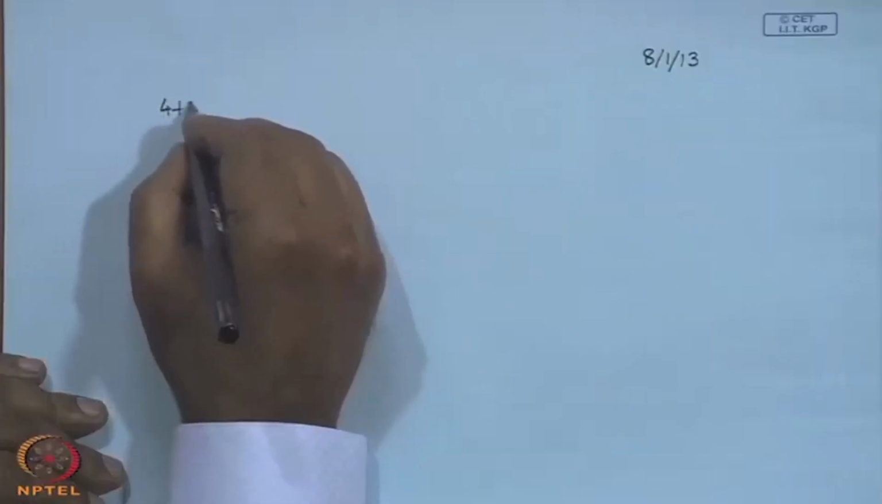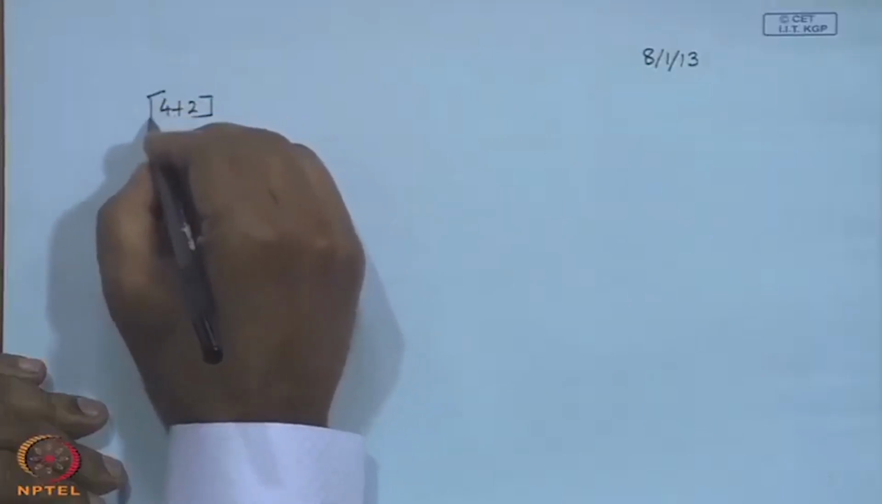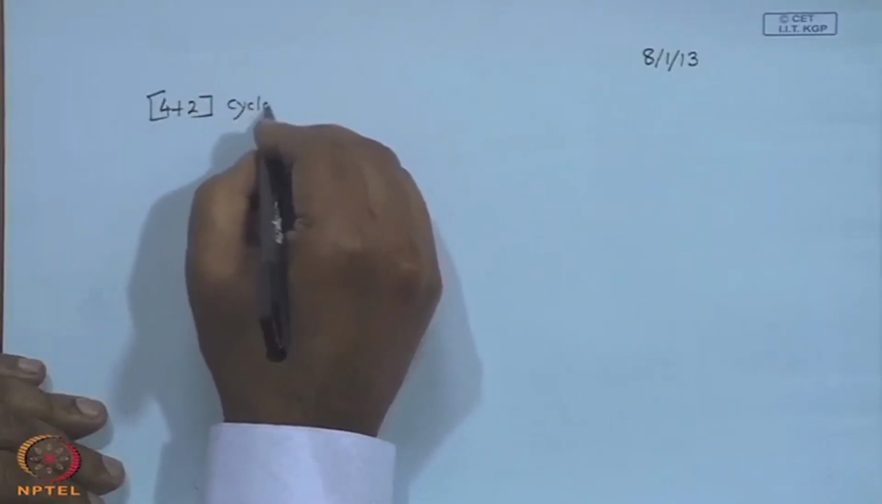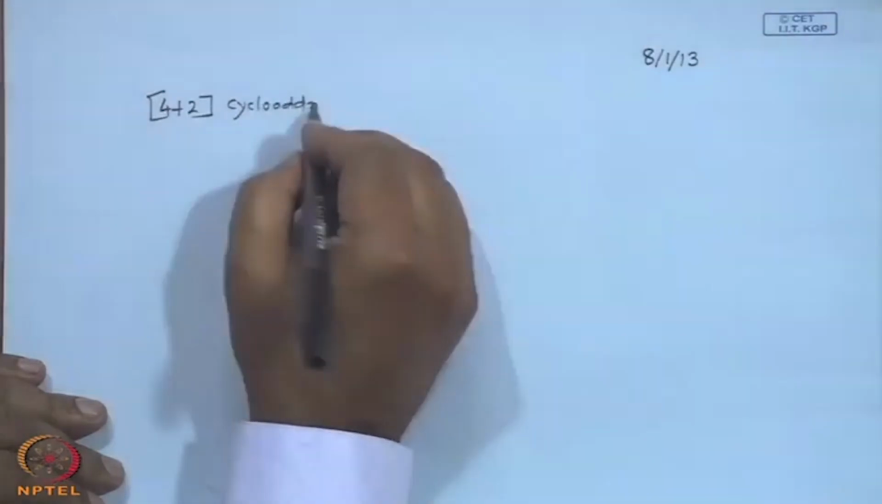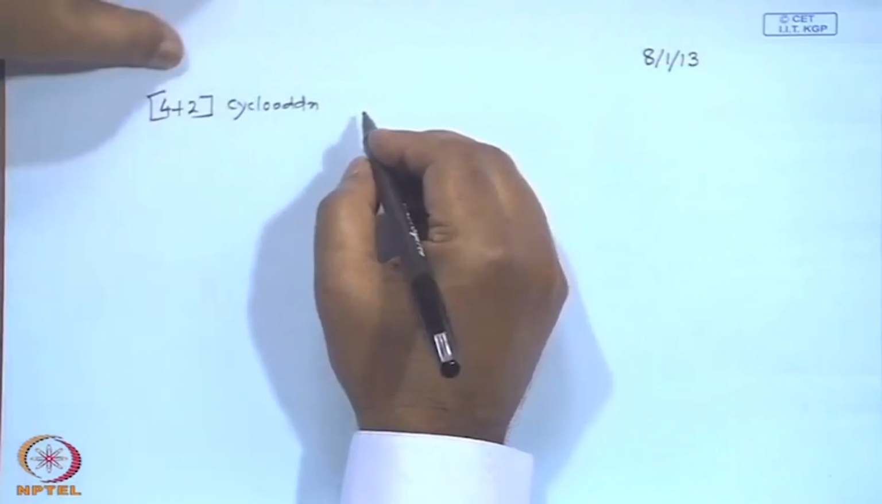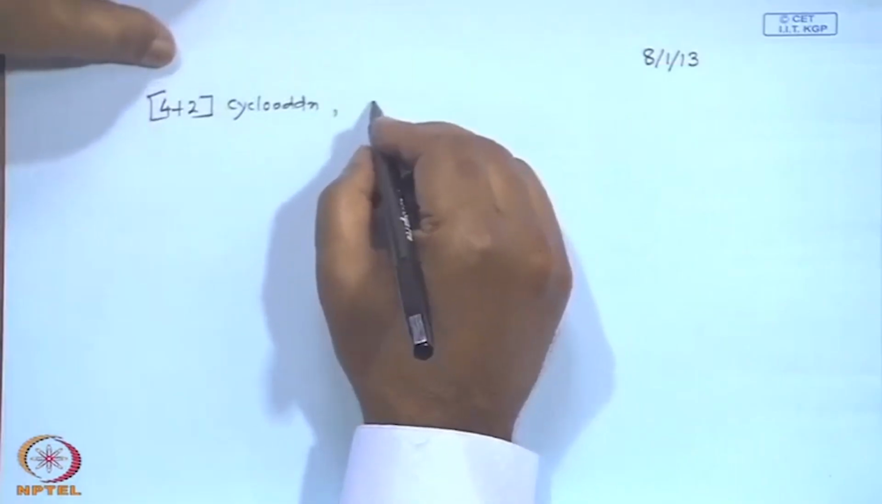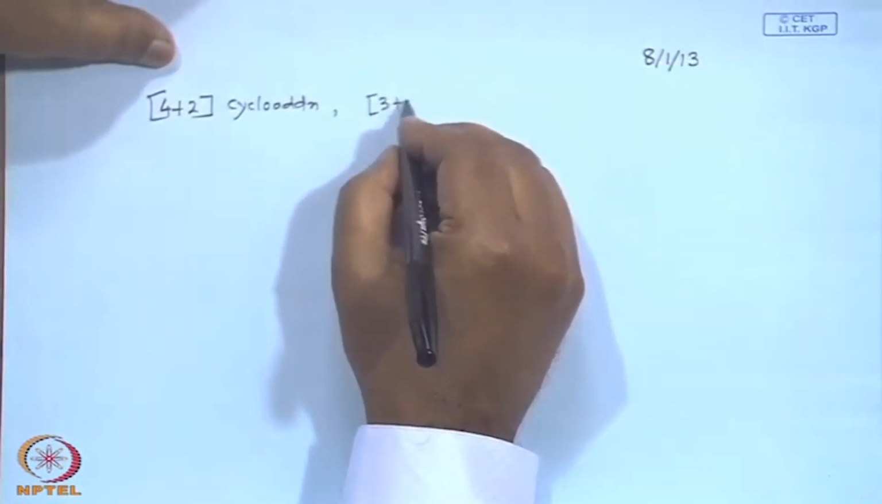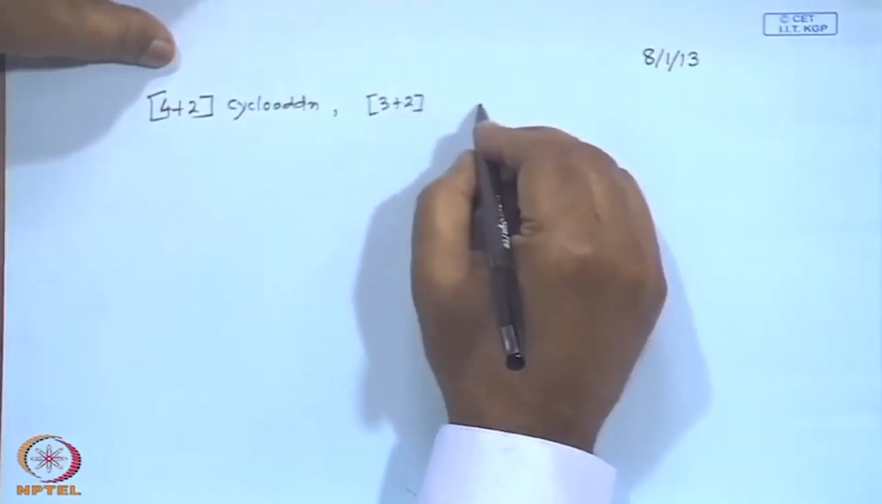In synthetic chemistry there is one notation, and in mechanistic chemistry there are different notations. The popular ones most of you know. The most popular one is 4 plus 2 cycloaddition reaction, and the next popular one is 3 plus 2 cycloaddition reaction. So, we go on like this.